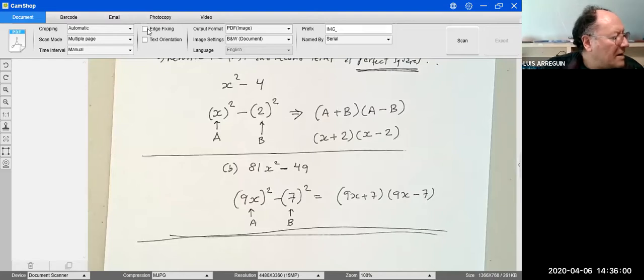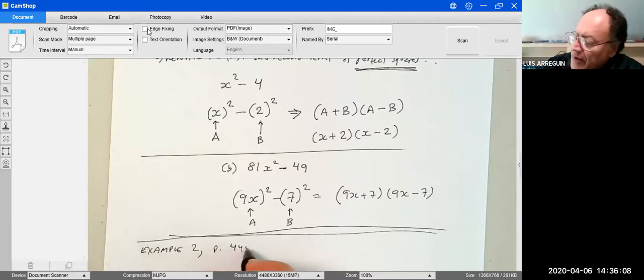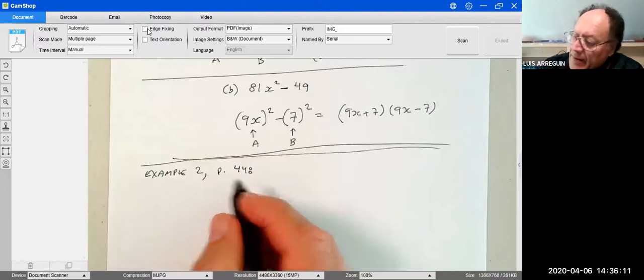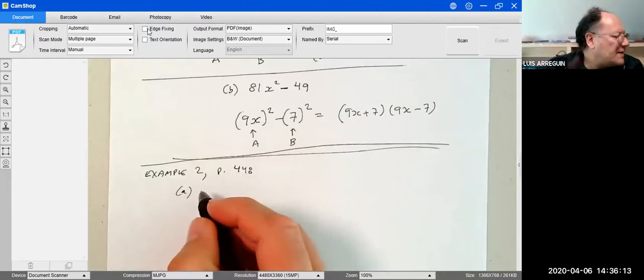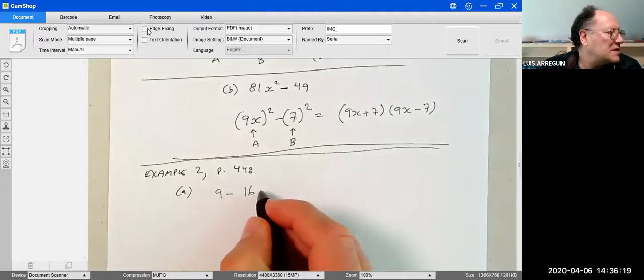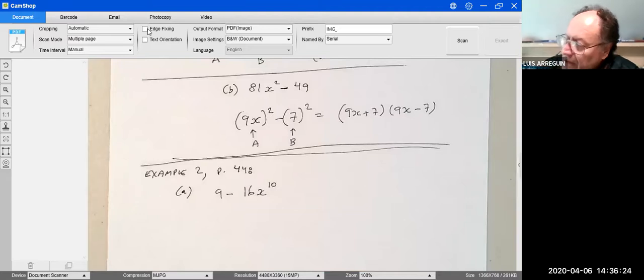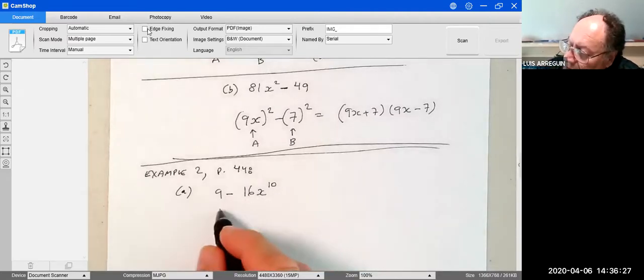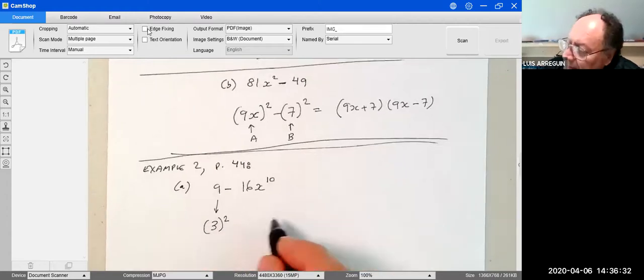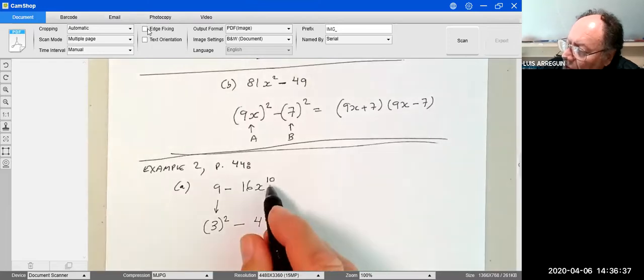So I have two more. So let's work example 2 on page 448. The first problem is I'm going to factor 9 minus 16x to the 10. So now I'm going to rewrite this again as perfect squares. 9 can be written as 3 squared. Then 16 can be written as 4 squared, and x to the 10.